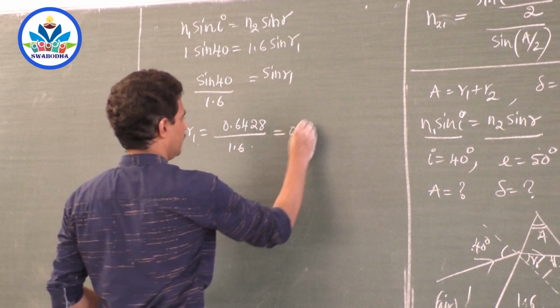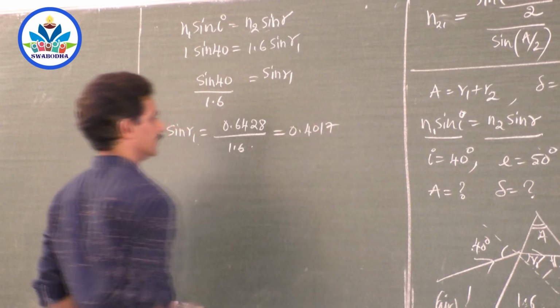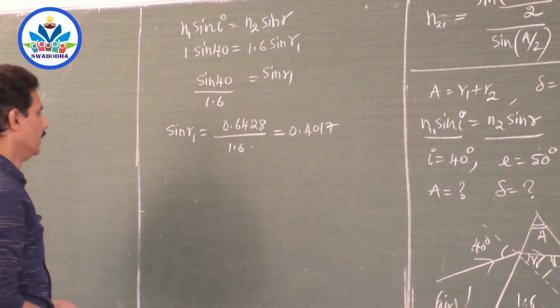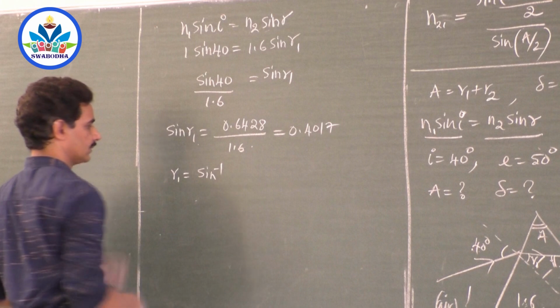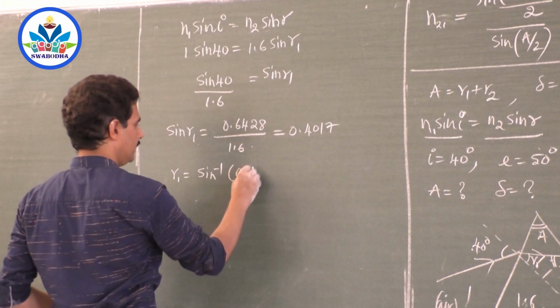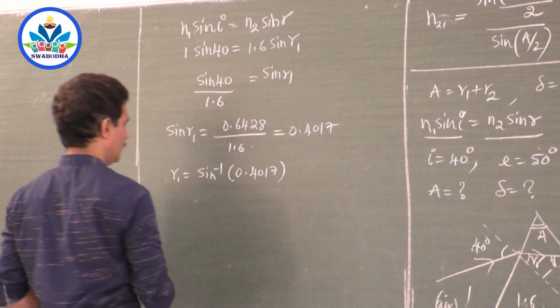I'll write 0.4017. What is R1? R1 is, you know, the method to write this one: sine inverse of 0.4017. What is this here?